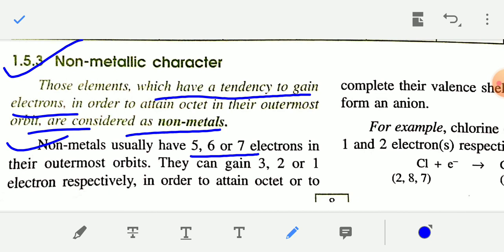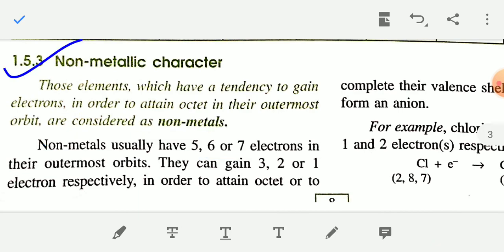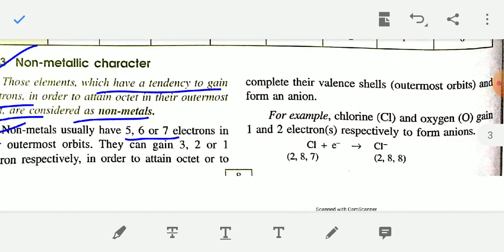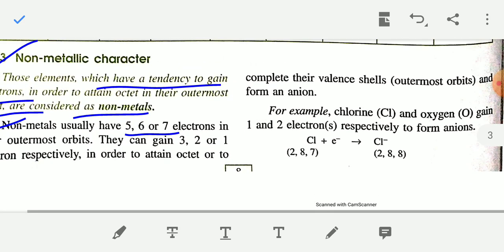So non-metals usually have 5, 6 or 7 electrons in their outermost shell, while metals have 1, 2 or 3 electrons in their outermost shell. Non-metals can gain 3, 2 or 1 electrons respectively in order to attain an octet. For example, chlorine, oxygen.